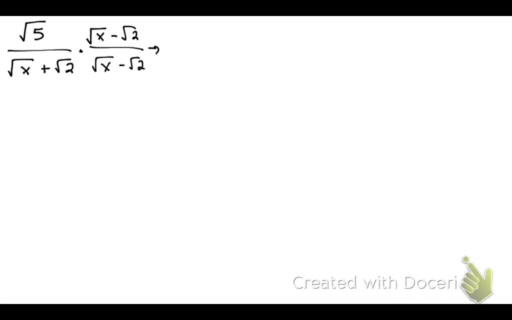When you do that, the numerator would be the square root of 5x, which doesn't simplify, minus the square root of 10, which also doesn't simplify, all over the square root of x squared minus the square root of 2 squared. The numerator, as we've already said, wouldn't simplify, so it would stay as the square root of 5x minus the square root of 10. They're not like terms. That's the best we can do.